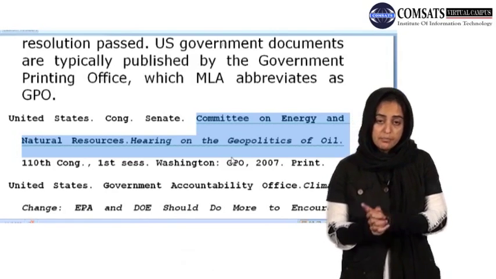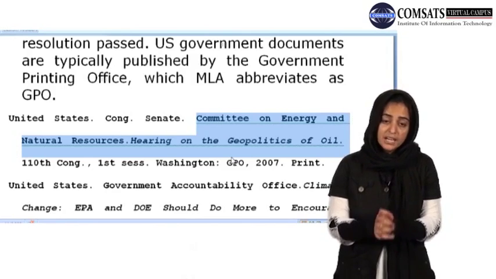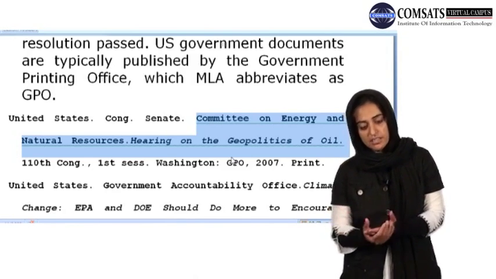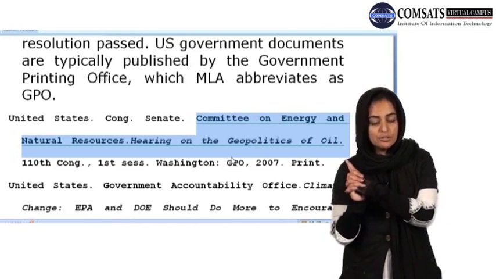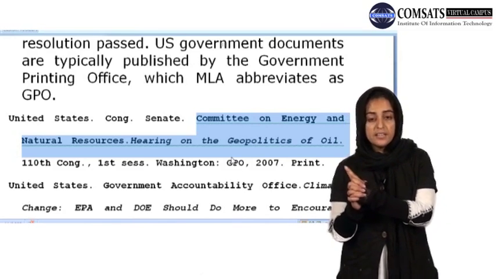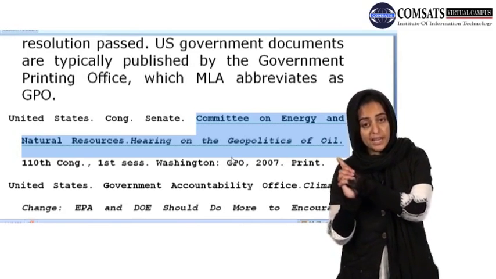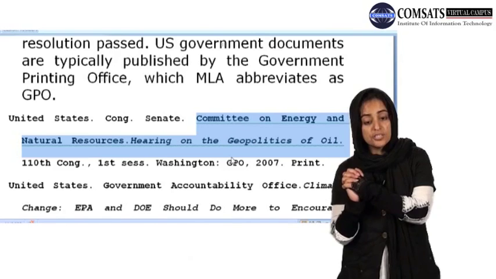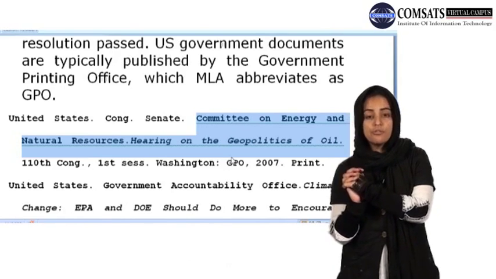So you will be beginning with the general name of the government. After that you will be writing the name of the subdivision or the agencies. For example, in this particular situation, as you can see on the screen, it's Congress, then Senate, then the name of the committee itself, Committee on Energy. Kindly have a look on the screen. Committee on Energy and Natural Resources, hearing on geopolitics of oil.